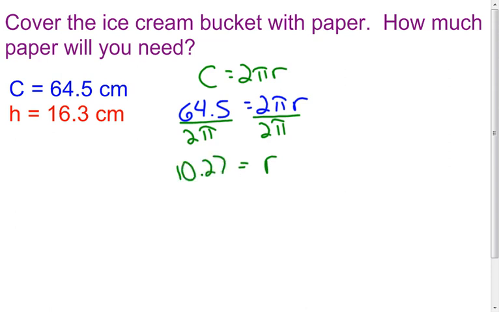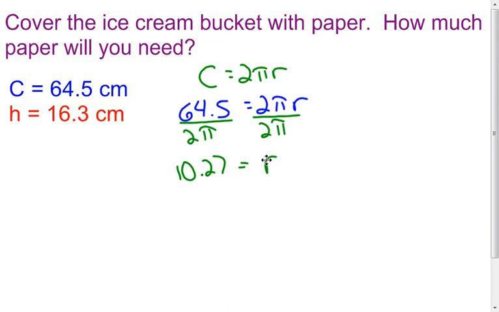Now you have to be careful when you type that in on your calculator. You're going to want to type in 64.5 divided by 2 divided by pi. Sometimes people type in 64.5, hit the divide sign, 2, and then hit pi. What happens is the calculator is going to then multiply by pi, and you're going to end up with an answer that doesn't make sense.